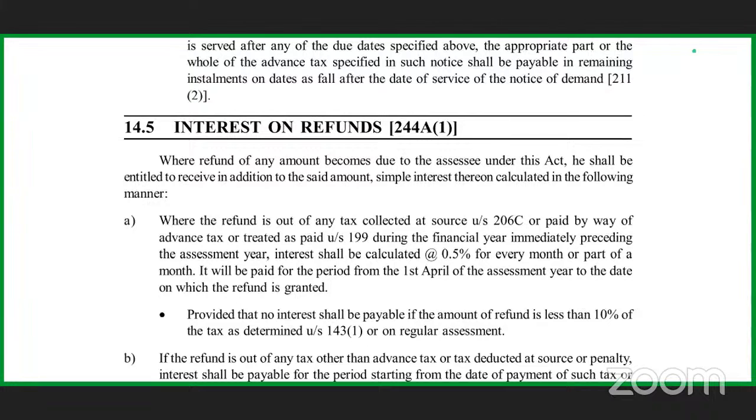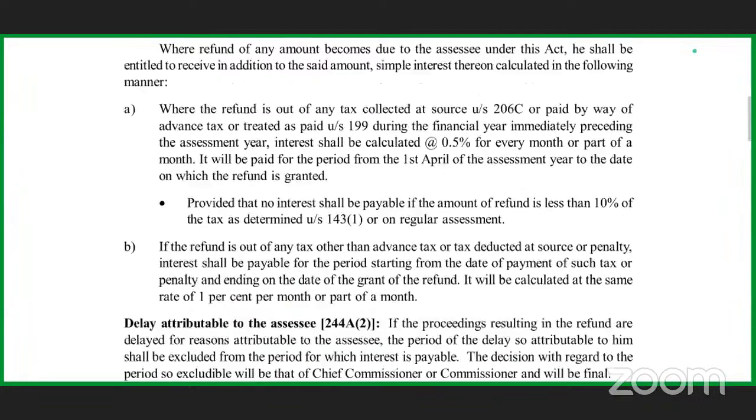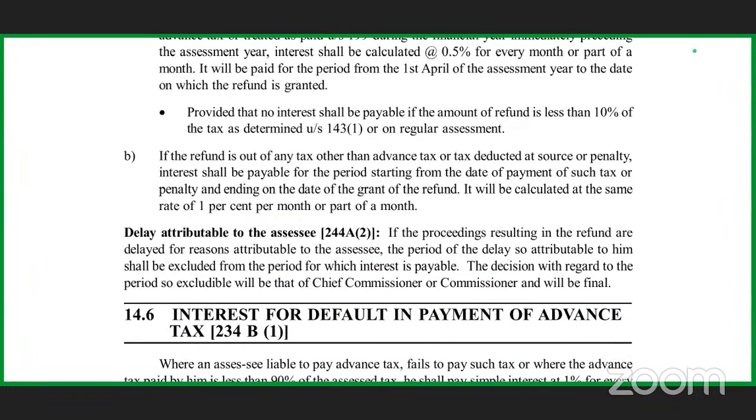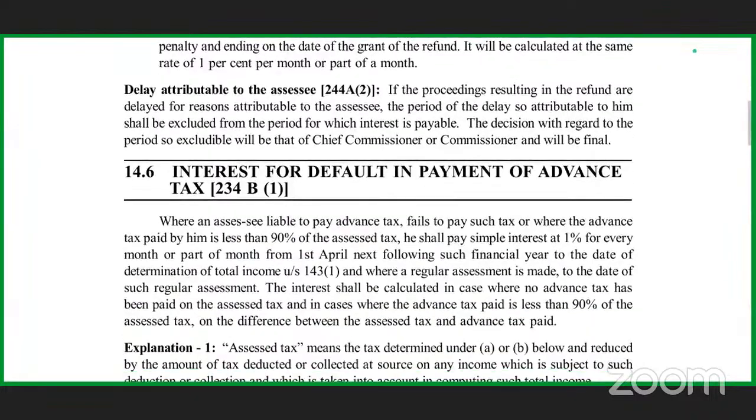Interest on refunds means where an amount becomes due to the assessee, as an individual. We might have kept extra every month. Maybe the tax liability is only 50,000, but I was paying advance tax more than that. So when it came to March, it showed that I paid 1 lakh instead of 50,000. So the extra 50,000 is due to me from the income tax department. That is called a refund, and they have to pay immediately. If it is not paid, then interest will be calculated, and the income tax department will be paying interest on that refund to the individual.